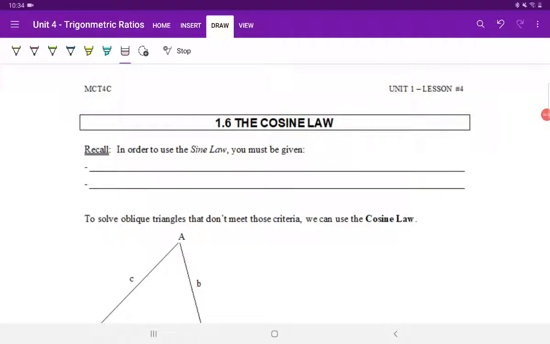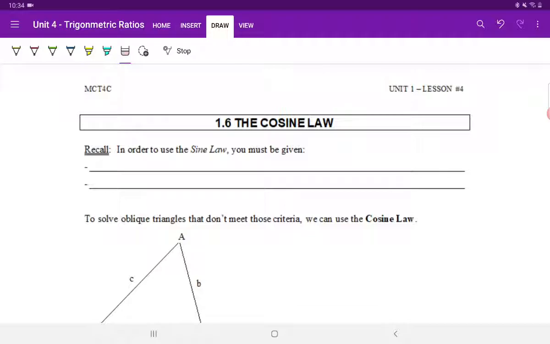All right, our final lesson for this unit is the cosine law. Once again, it's a review of things that you did last year, but this lesson will serve as a memory refresher, and maybe you'll even pick up on a couple things that you didn't know from last year.